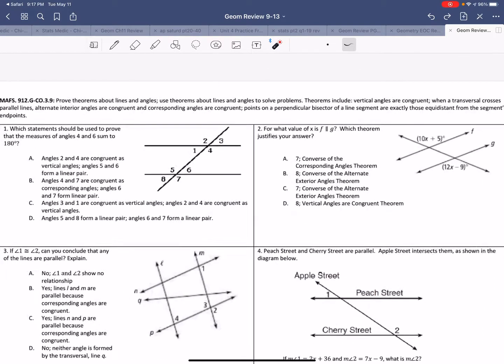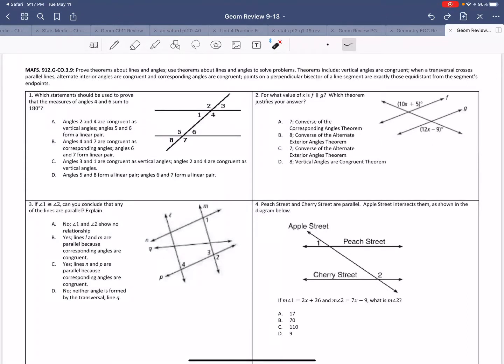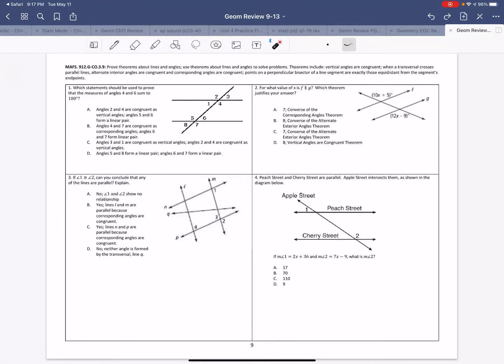Page 9. It says, prove theorems about lines and angles, and use theorems about lines and angles to solve problems. These theorems might include: vertical angles are congruent; when a transversal crosses parallel lines, alternate interior angles are congruent, corresponding angles are congruent; points on a perpendicular bisector of a line segment are exactly equidistant from the segment's endpoints. We went over a lot of this early in the school year, and these are only 4 questions, so we should be pretty good on this.